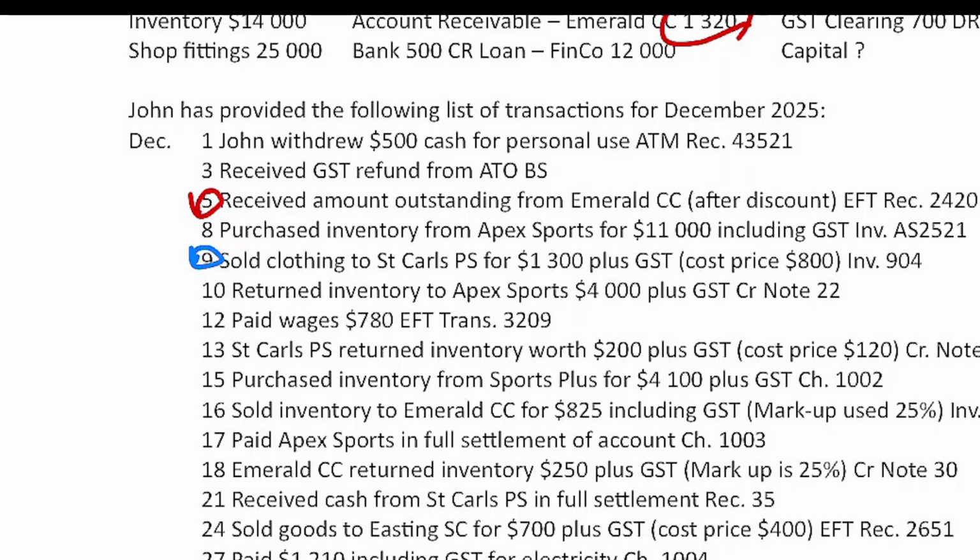Then after that? Okay, you have to swap it though. But others don't write. I will show you. Then what is the other entry? Then cost of sales 800 and inventory 800. Debit, credit. Inventory is decreasing, so debit is cost of sales and credit is inventory.